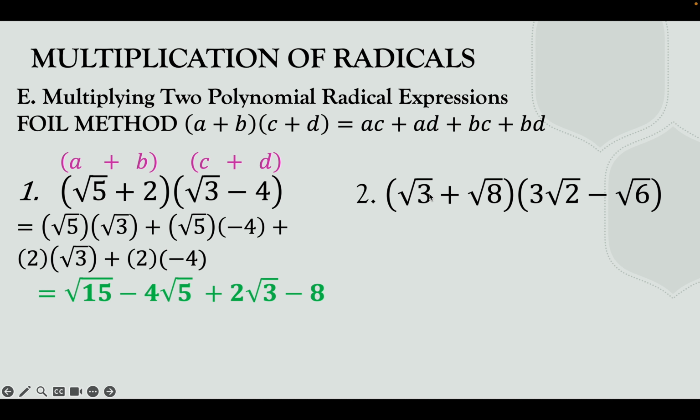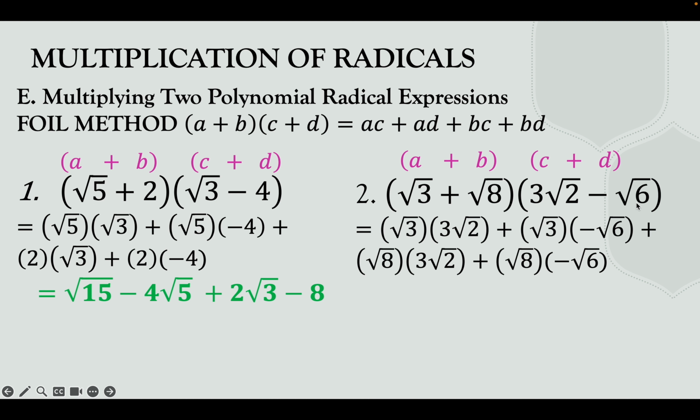Next, we have 3 square root of 3 plus square root of 8 times 3 square root of 2 minus square root of 6. So this will be our A term, B, C, D. What do we have? First term, so we have 3 square root of 3 times 3 square root of 2. And then outer terms, square root of 3 times negative square root of 6. Inner terms, plus square root of 8 times 3 square root of 2. And then the last terms, plus square root of 8 times negative square root of 6.